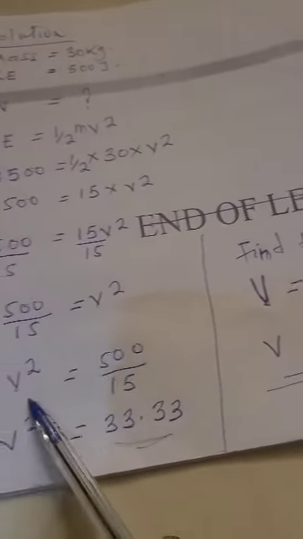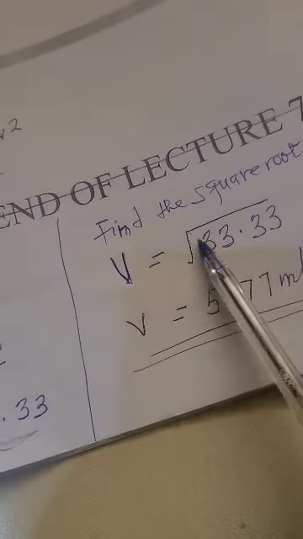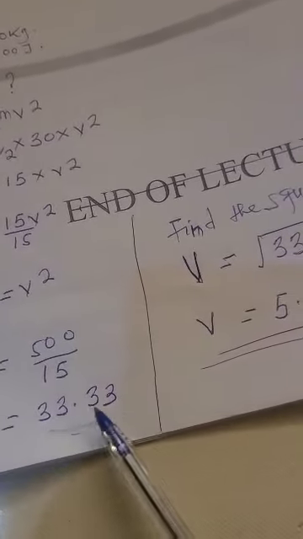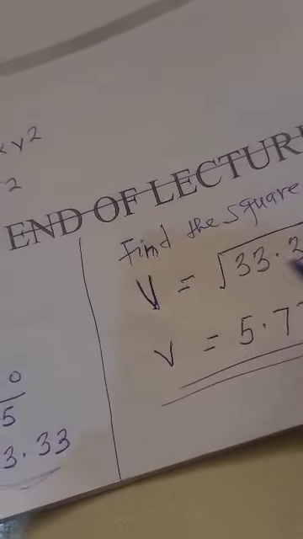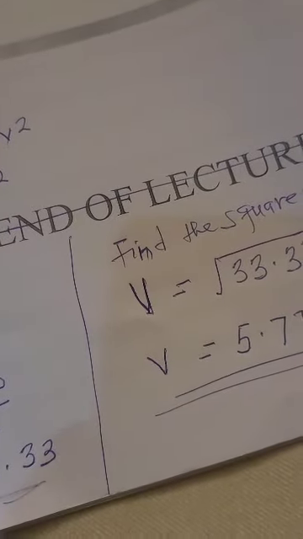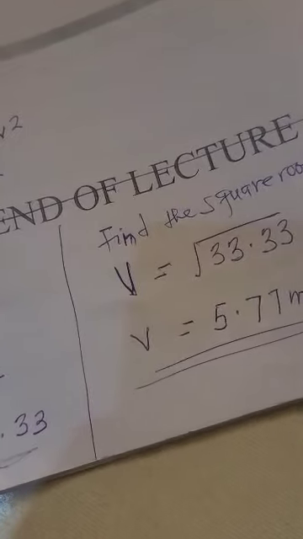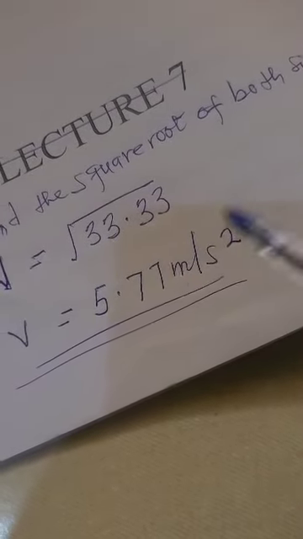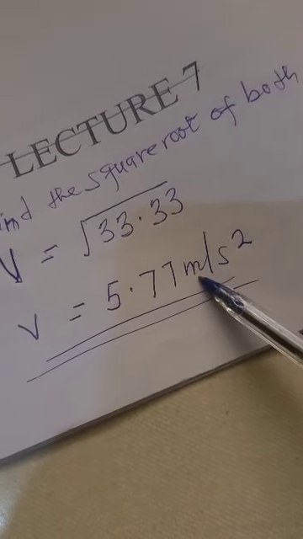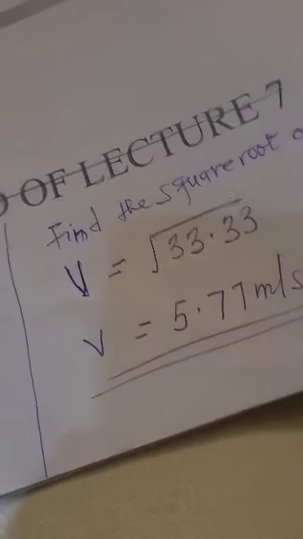If you are finding the square root, the square on the v here will vanish, leaving only v equal to the square root of 33.33. So our velocity will now be equal to, if you find the square root of 33.33, you are going to get 5.77 meters per second, and that is the unit for what? Velocity. Thank you.